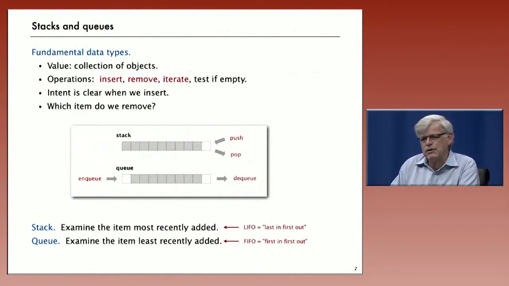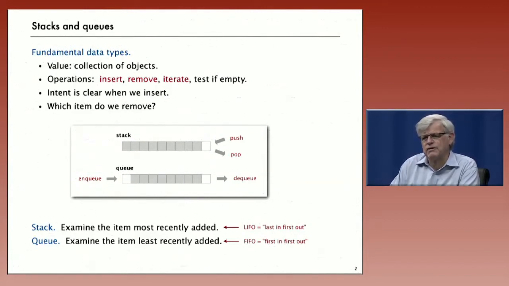For the stack, we take out the item that was most recently added. The terminology that we use is push to insert an item and pop to remove the item most recently added. That's also called the LIFO discipline, last in, first out. For a queue, we remove the item least recently added. To distinguish those operations, we call them enqueue to insert an item and dequeue to remove an item. And that's also called the FIFO discipline, first in, first out.